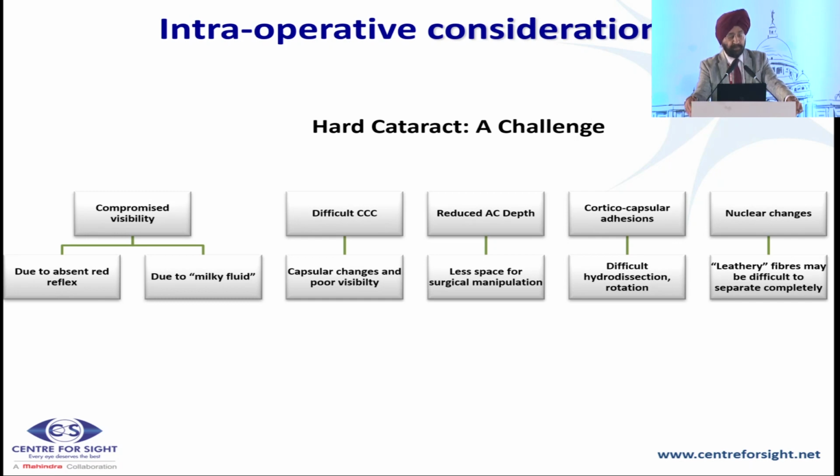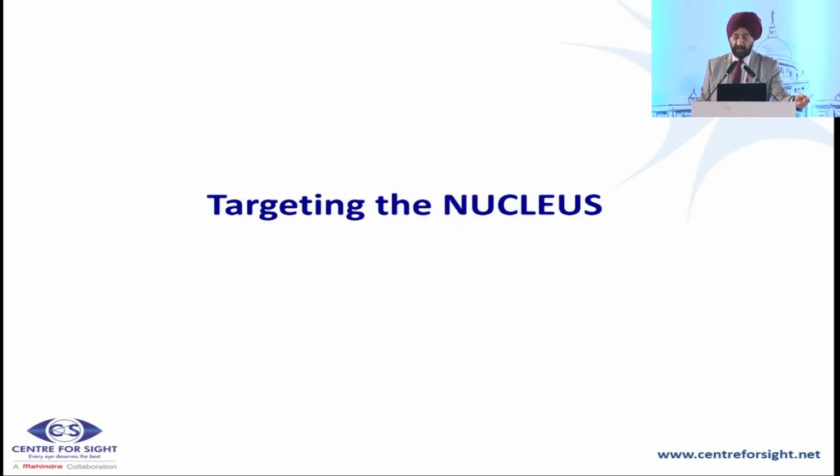The AC depth can be reduced because the lens has grown in thickness, so there is less space for surgical manipulation. There are often corticocapsular adhesions, so forceful hydrodissection, delineation or rotation of the lens could cause problems, and the main important bug is the leathery fibers which attach the lens at the back, which is the problem.